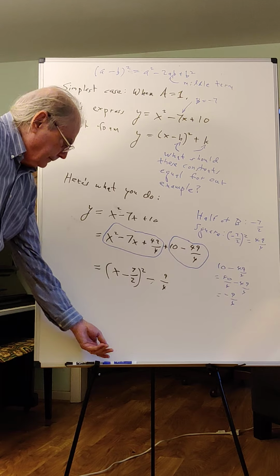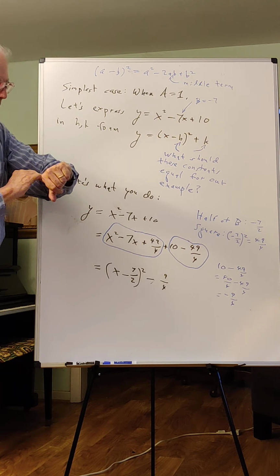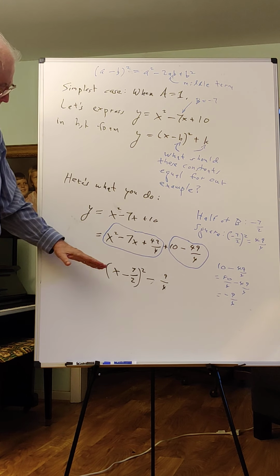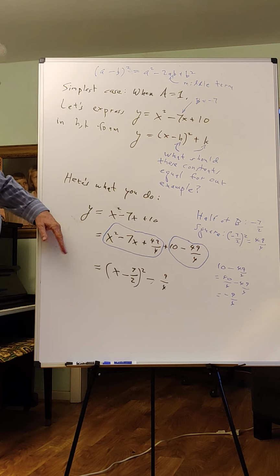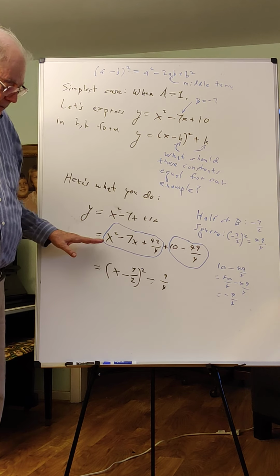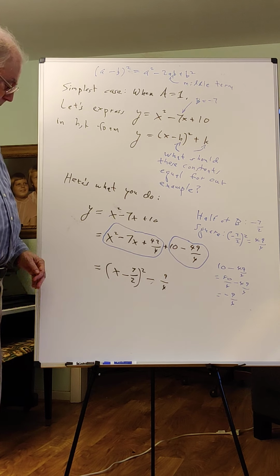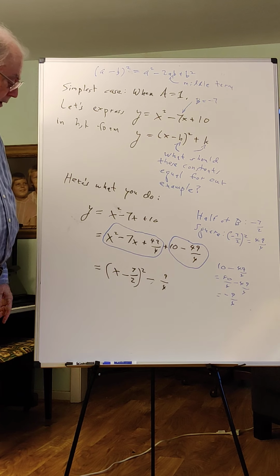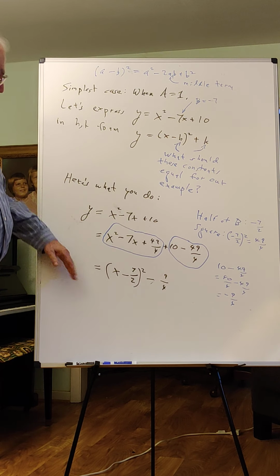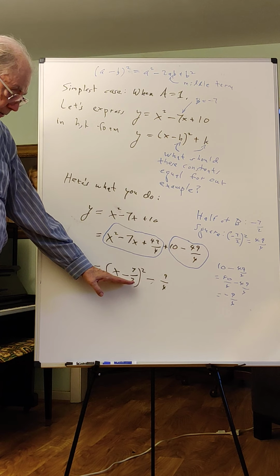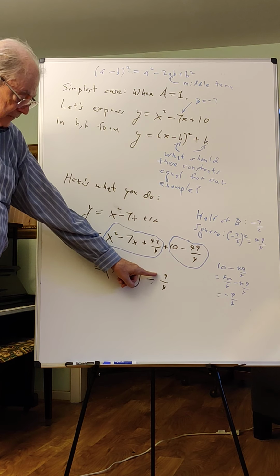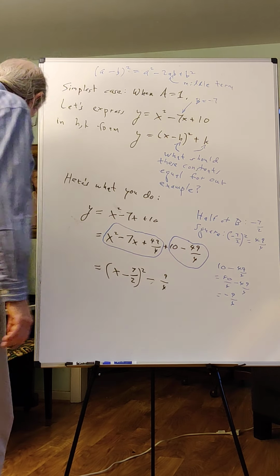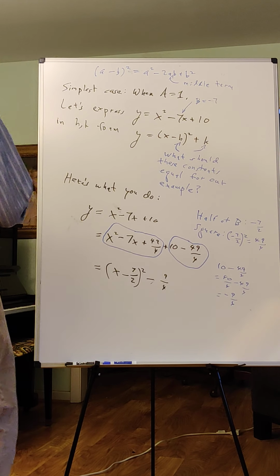Okay, now, why is this useful? Well, for one thing, we know what the graph of y equals x squared looks like. It's one of our basic functions that we had a couple weeks ago. And we know our shifting rules. So all we have to do to get the graph of this function is to take the graph of y equals x squared, shift it down by 9/4, and shift it to the right, not the left, by 7 halves. So we can now graph the function.